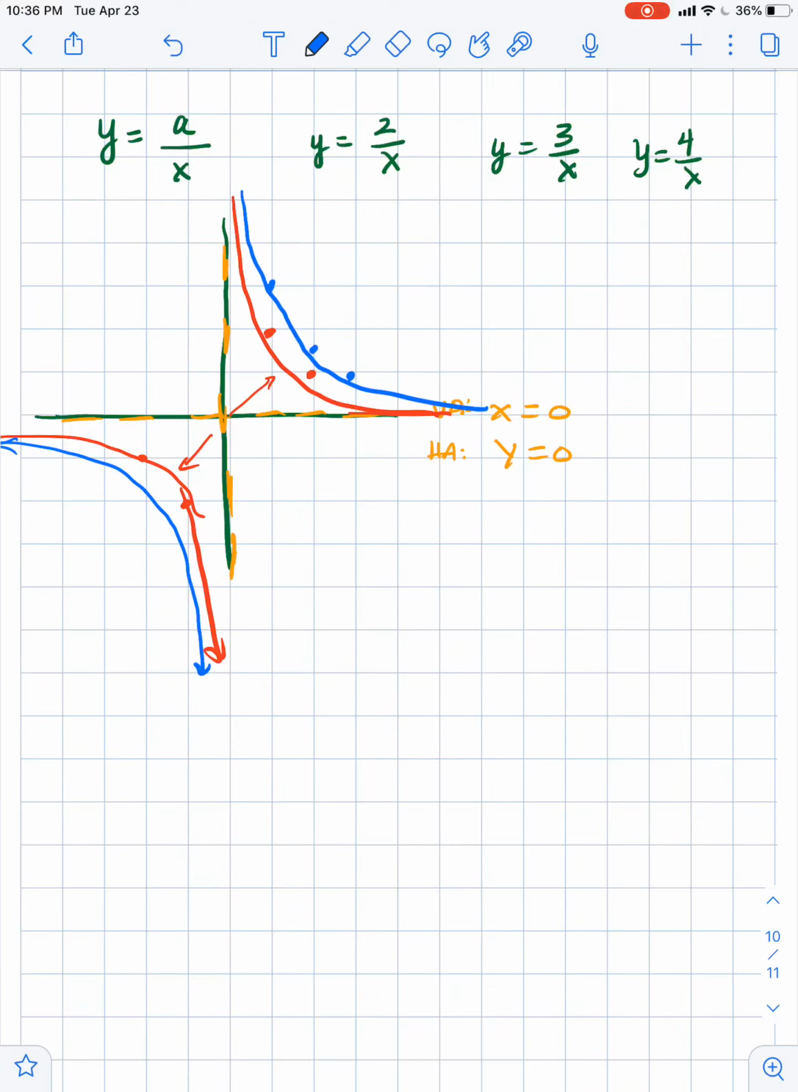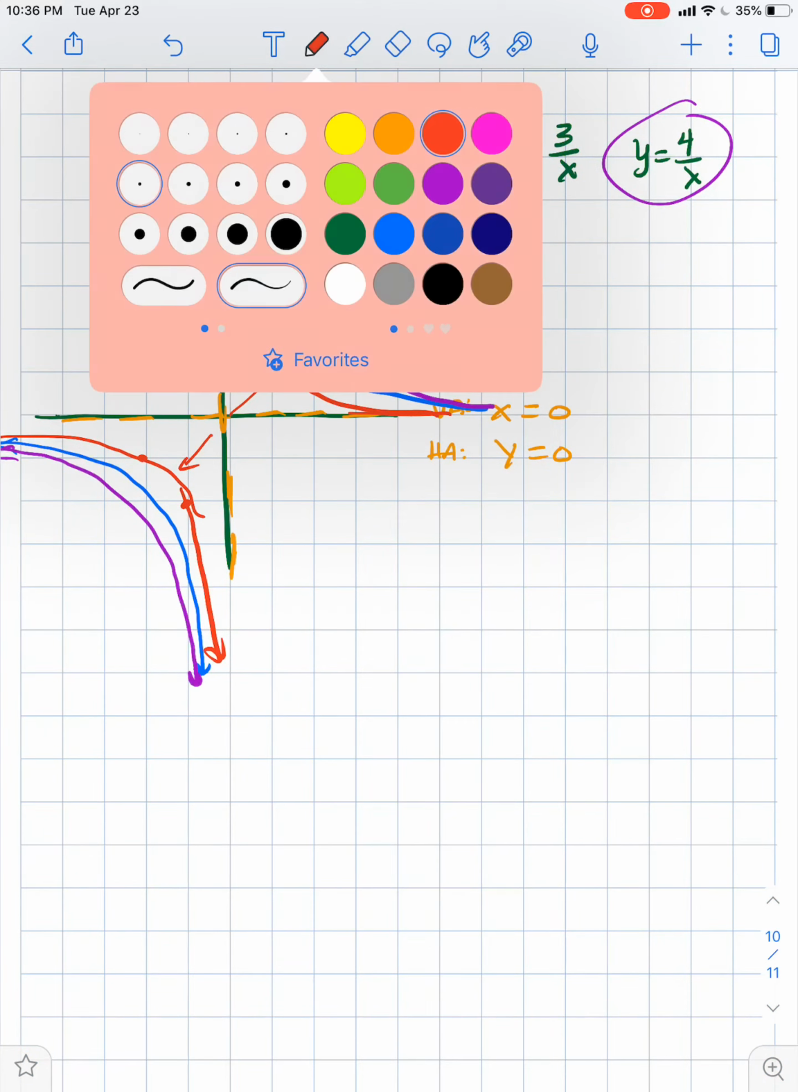And if I did 4 over, then when I put it over 1, I'm going to have 1, 4. When I put it over 2, I have 2, 2. When I put it over 3, I have 4 thirds, or 1 1/3. Okay, so again, now it's going to come here. So by putting that number on top, it's just moving the graph out. Okay, that's all it's doing.